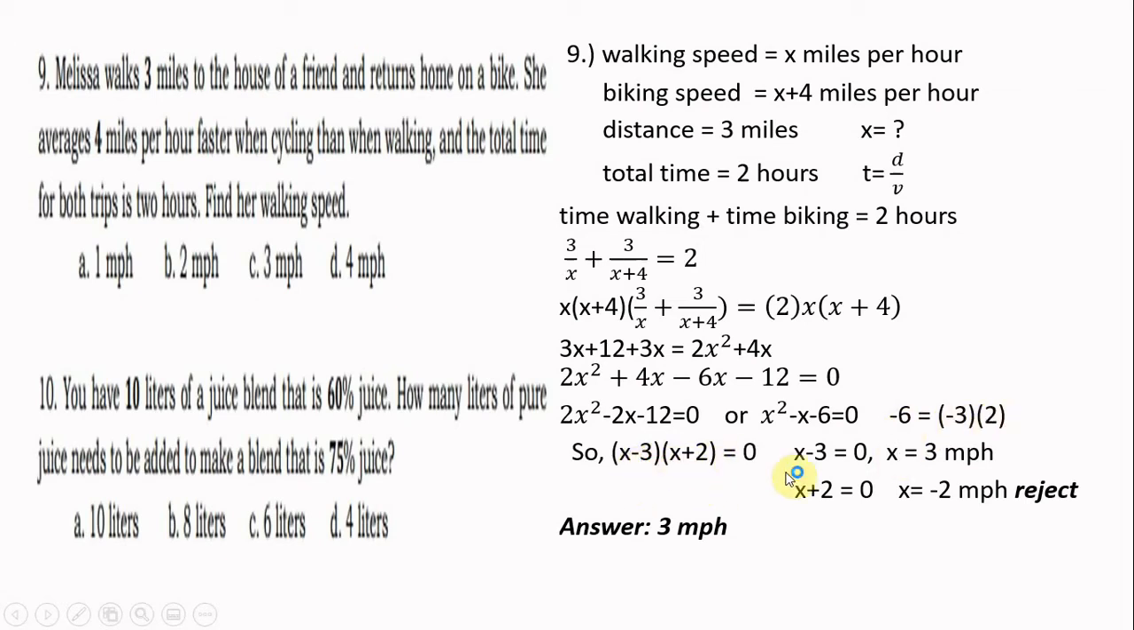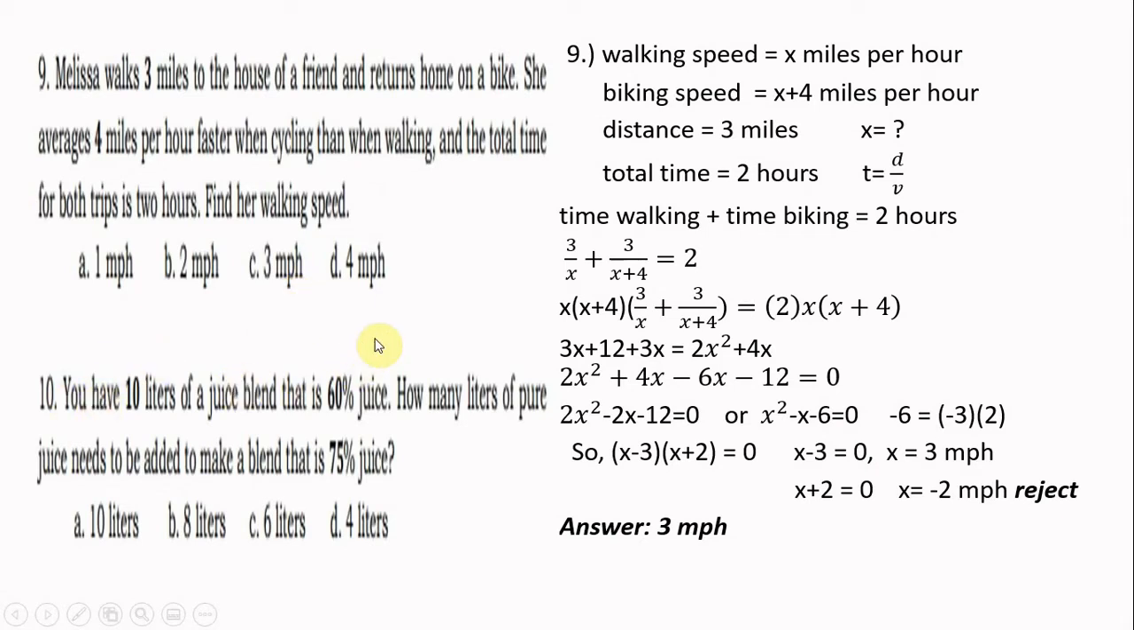So, equate x minus 3 equal to 0, and x plus 2 equal to 0. So, x minus 3 equal to 0, so x is equal to 3 miles per hour, and x plus 2 equals 0, so x equals negative 2 miles per hour. So, we will be rejecting this one because there's no negative for speed. Therefore, our answer is 3 miles per hour.